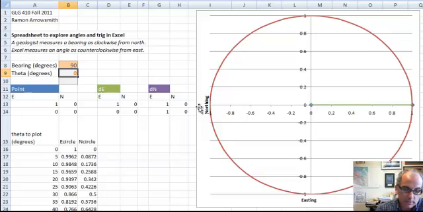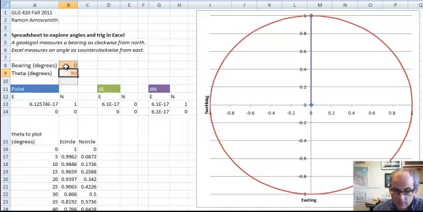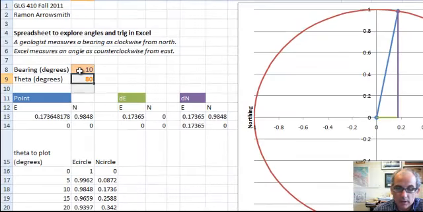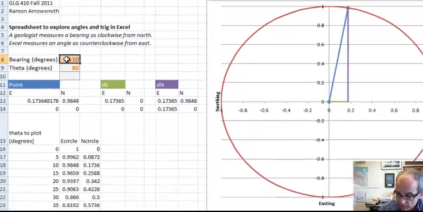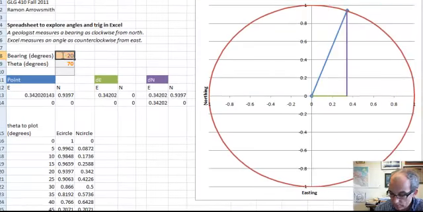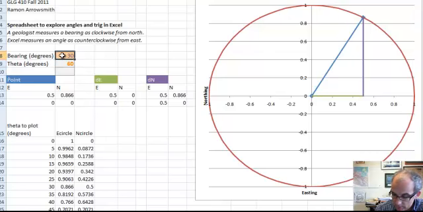Let's go back to a bearing of 0, and if we go 10 degrees, you see the blue line shows the vector of my view from the origin to the circle, the green line shows the easting component of the position vector, and the purple shows the northing component. And then as I move around, let's say 20, 30, if I go 70, you can see.